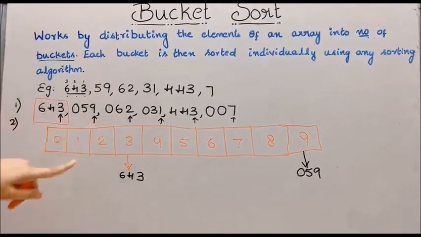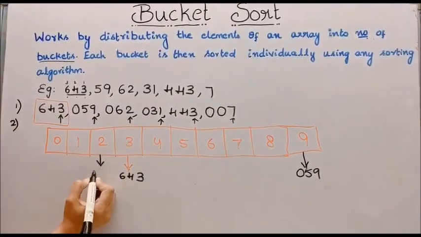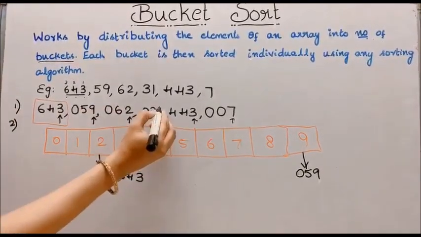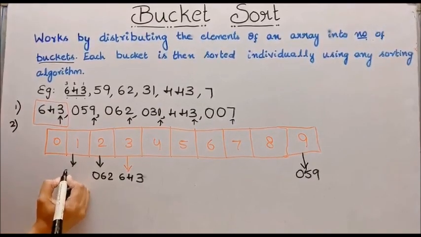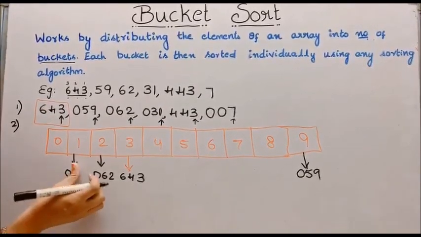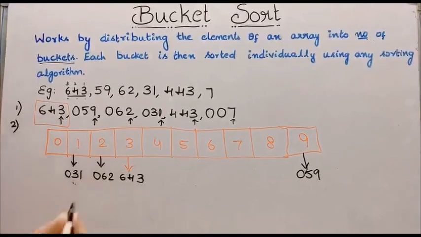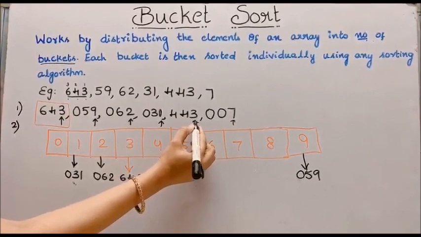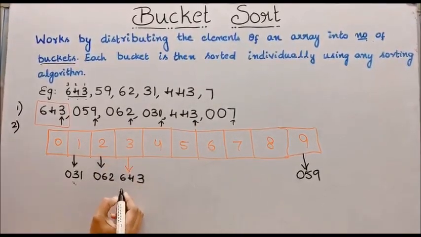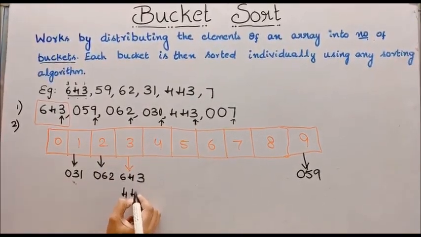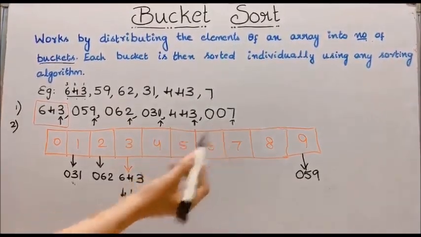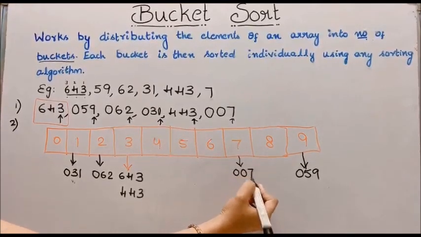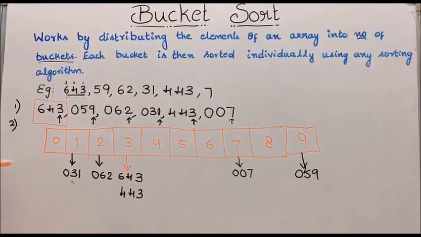Next one, 62, second bucket. 31 should be stored in the first bucket. Next one is 443. The LSB is 3, so it should be stored in the third bucket. Next one is 007, so it should be stored in the 7th bucket. So this is the initial step.